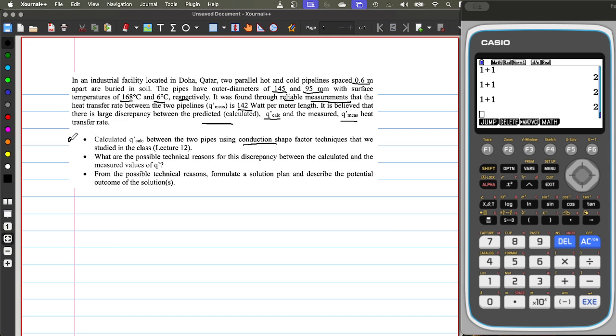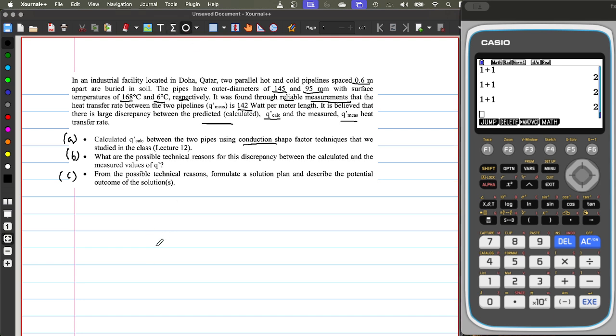So this is part A. Part B is what are the possible technical reasons for this discrepancy between the calculated and the measured values of Q prime, and then from the technical reasons formulate a solution plan describing a potential outcome of a solution. So let's just describe what we have over here.